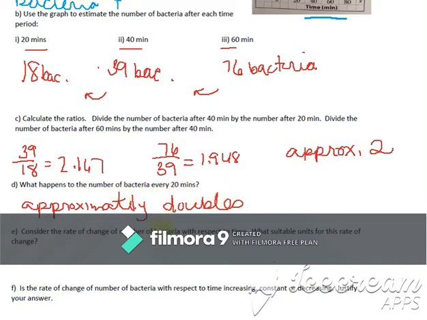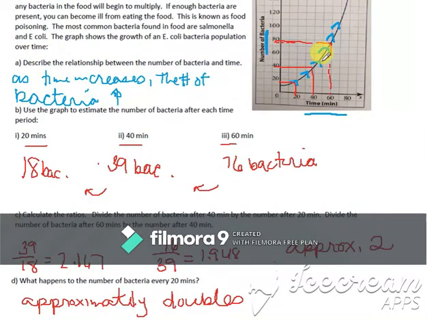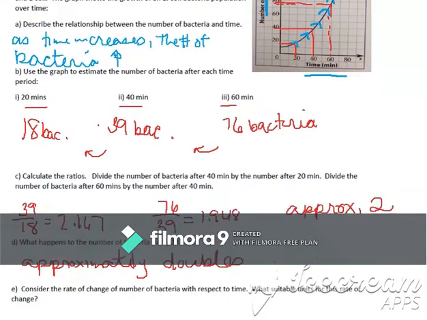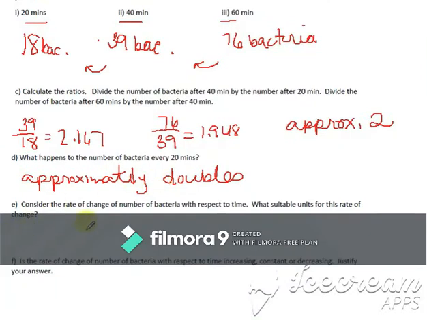Consider the rate of change of the number of bacteria with respect to time. What are suitable units for the rate of change? Going up here, we would say number of bacteria over minutes, so number of bacteria per minute. And remember that's always delta y over delta x. We always want to state the dependent variable over the independent variable.